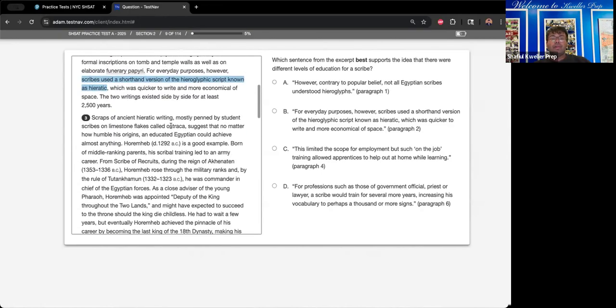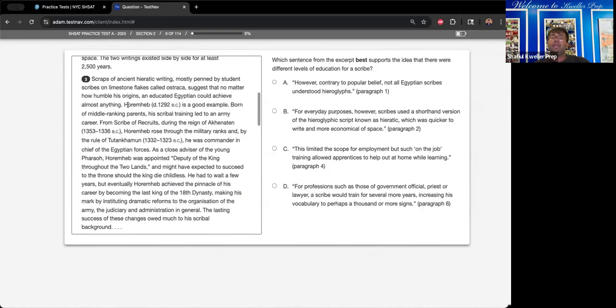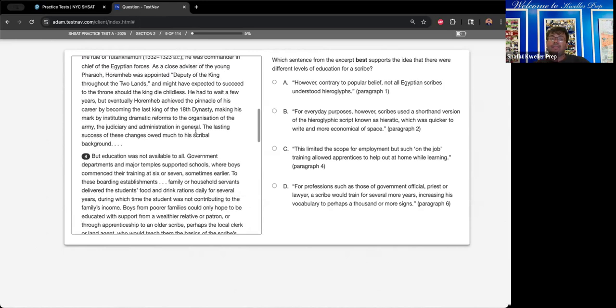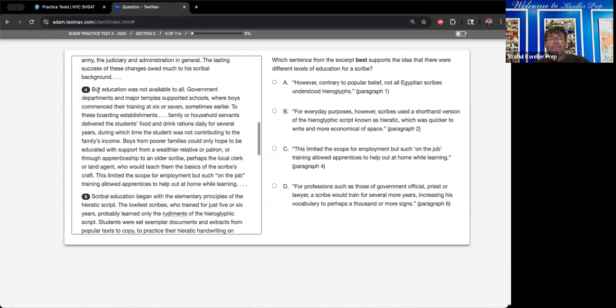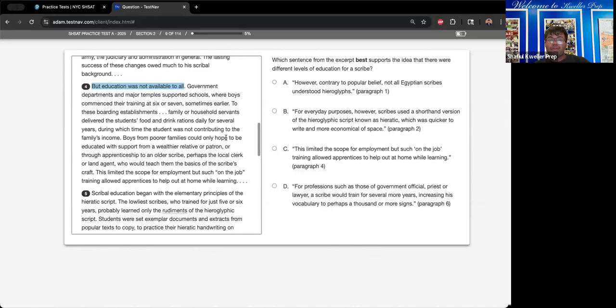Okay. The third paragraph just talks about this one guy who's an example of this. No matter how humble his origins, an educated Egyptian could achieve almost anything. So he's an example of that. Here, the main idea is that education is not available to all. It talks more specifically about how the boys would train all the time, and boys from poorer families could only hope to be educated with support from a wealthy person.